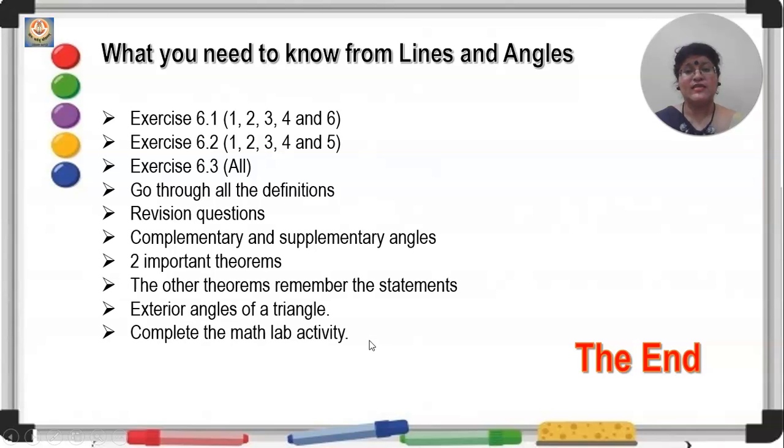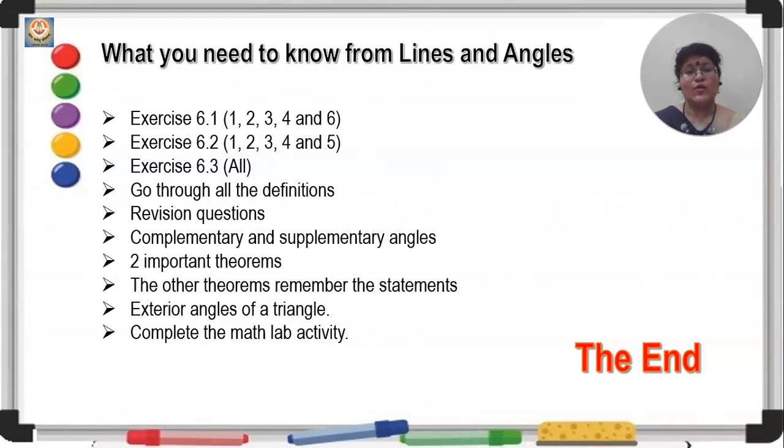So students, this is a recap of whatever we did from lines and angles. A part of lines and angles was there for the first semester. 6.2 and 6.3 were done after the first semester examination. Go through those exercises carefully, do it thoroughly. In the next video lesson, we will be starting with chapter number 7.